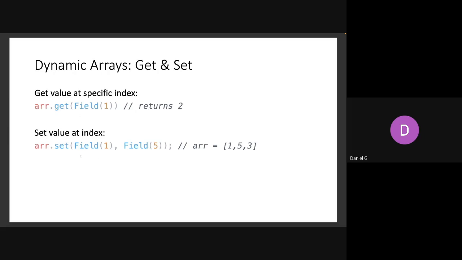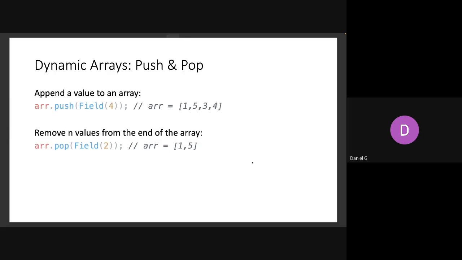We can also set the value at a specific index. So we can set the first index to 5, and then our array becomes 1, 5, 3. Additionally, you can push fields into the array. If we push 4, we get 1, 5, 3, 4. And then we can also pop, so remove elements from the end of the array, and we can specify how many elements we want to remove. In this case we're removing two values from the end, so 1, 5, 3, 4 becomes 1 and 5.